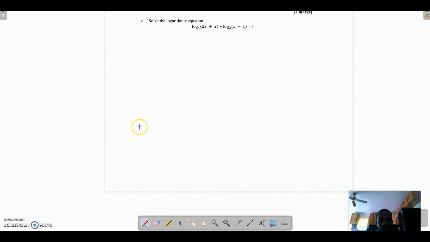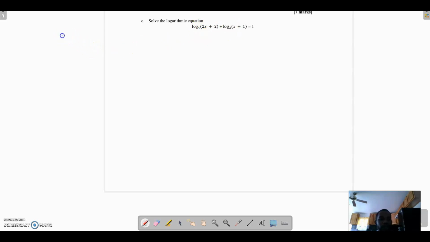Alright, we'll move to question C that says solve the logarithmic equation log of 2x plus 2 base 4 plus log of x plus 1 base 2 is equal to 1. Now, the first thing I normally need to do is to look at the bases. Notice that we have base 4 here, we have base 2 here. That can't work. So we're going to have to get the same base.